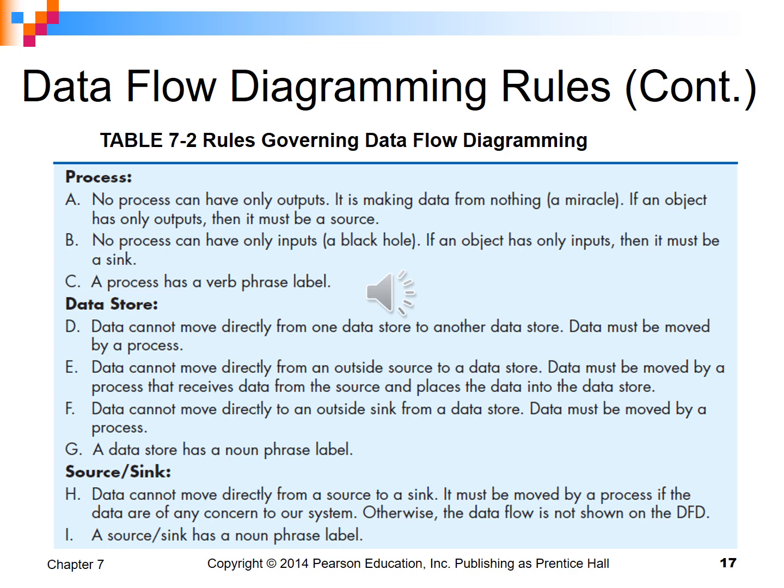If any object has input, then it must be async. A process has a verb phrase. For the data store, for the database or a file, data cannot move directly from one data store to another. Like, if you take information from a database and you update another database, you cannot see a data flow go from database to database, from rectangle to rectangle.